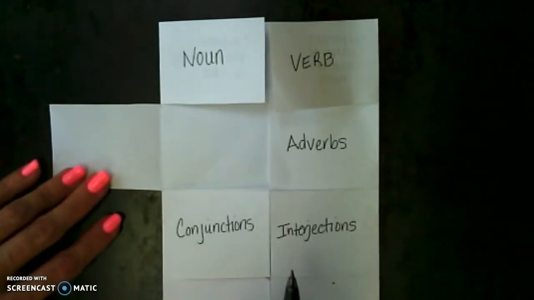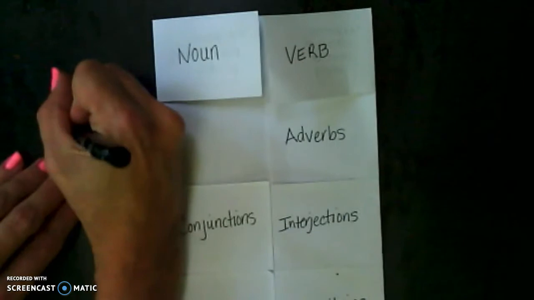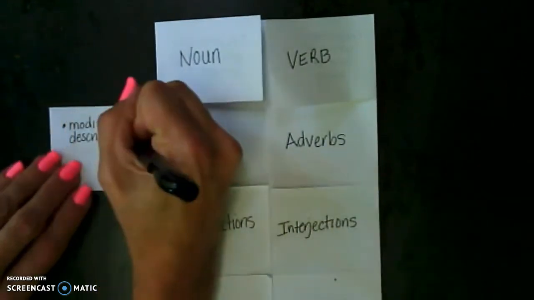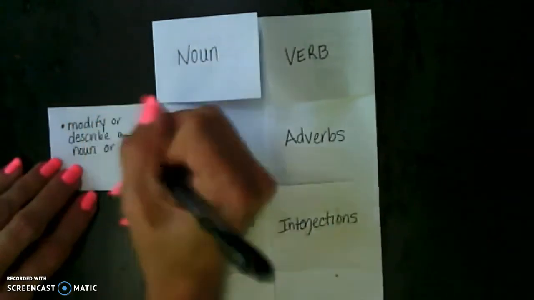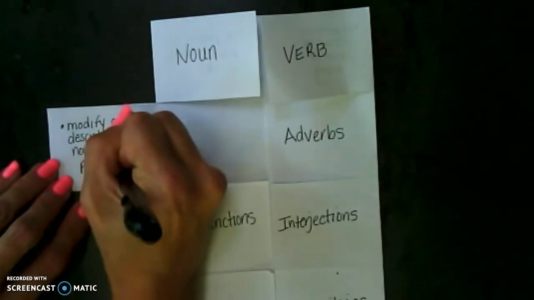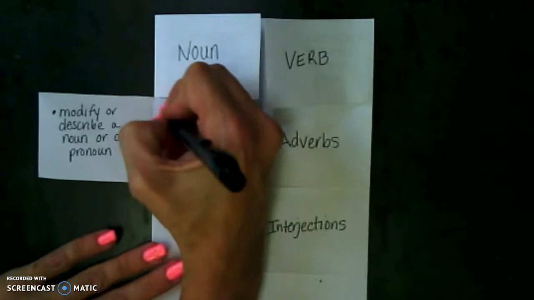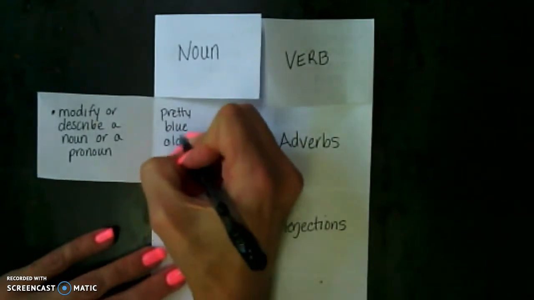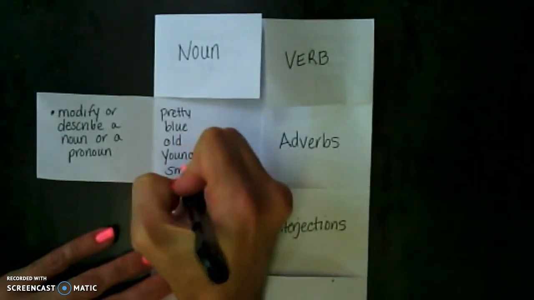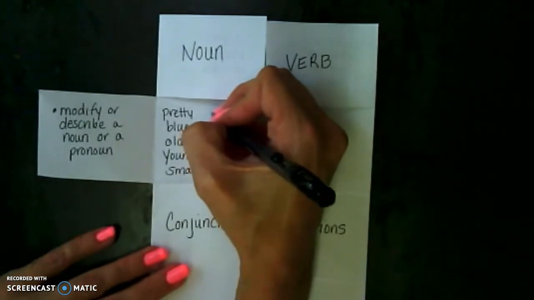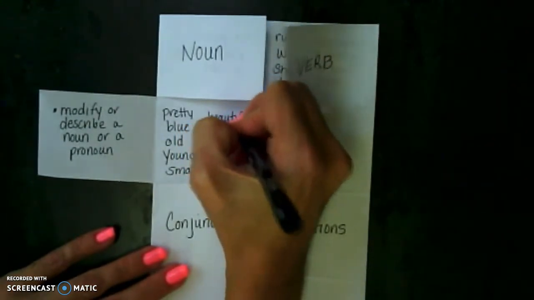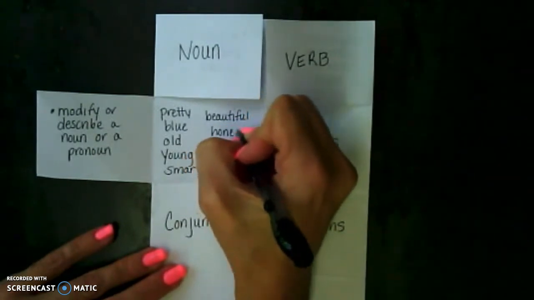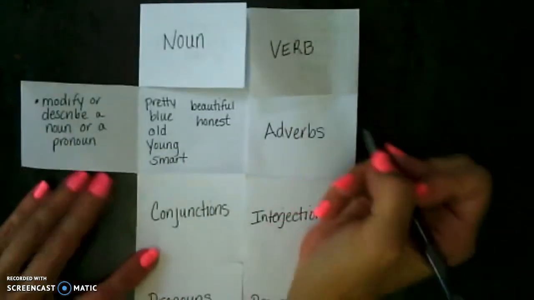All right, now I have adjectives. Adjectives modify or describe a noun or a pronoun. And our examples for adjectives are pretty, blue, old, young, smart, beautiful, honest. Okay, so that's good enough for that.